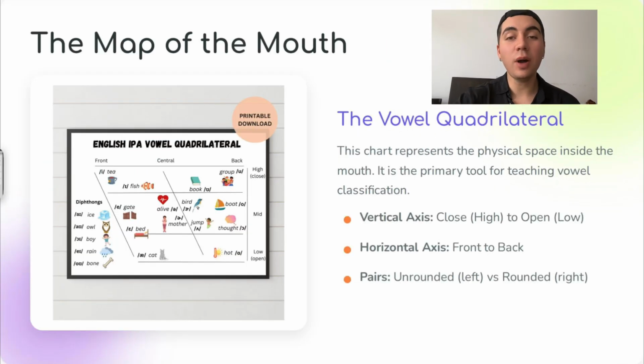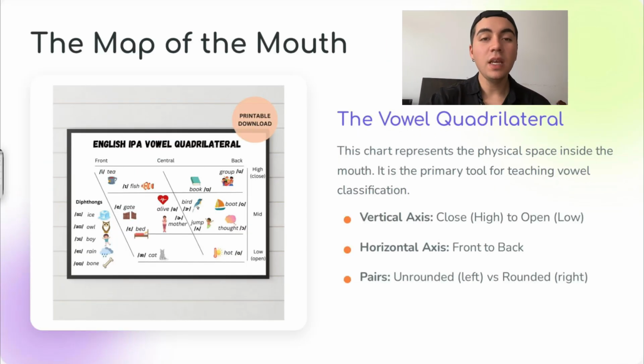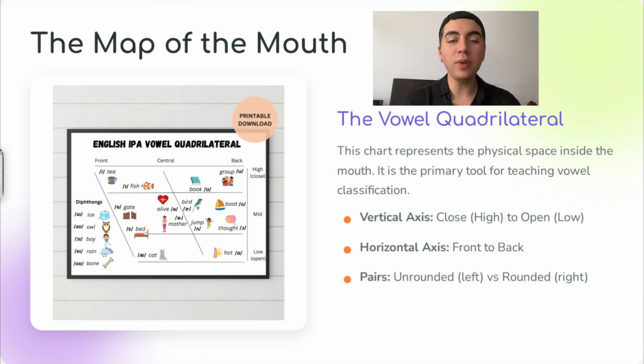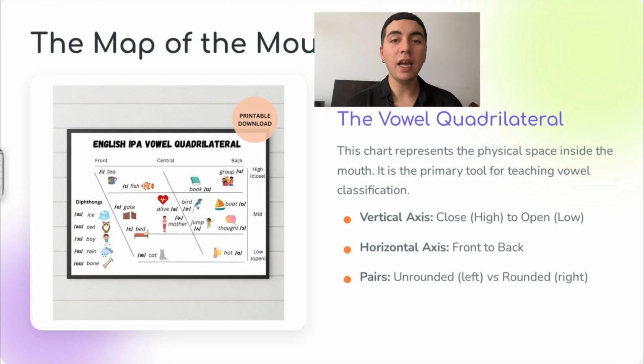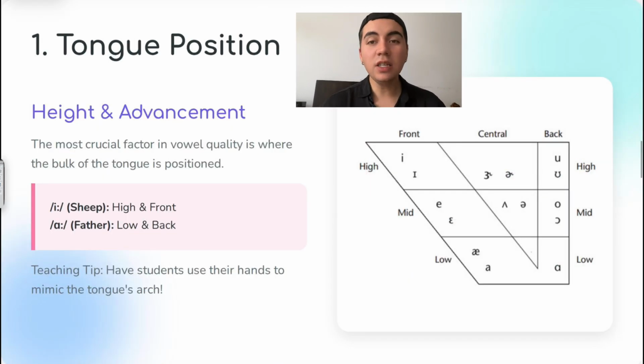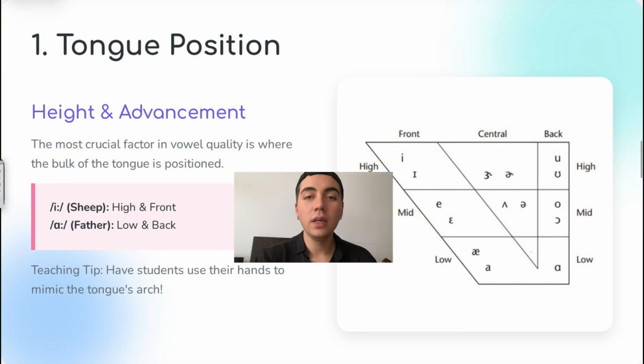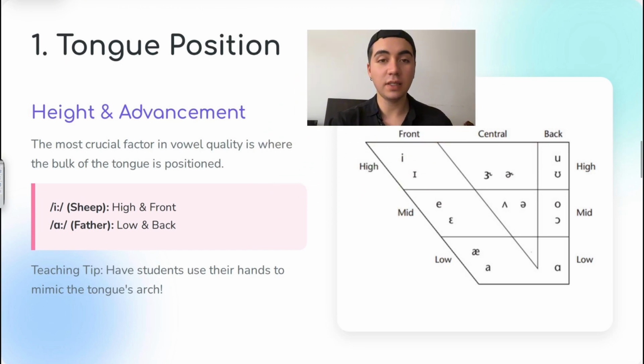We're now going to talk about vowel classification. It is organized around three primary articulatory dimensions: tongue position, lip position, and length or complexity. The tongue position is the most crucial classification, involving both height and advancement. Height is how high or low the tongue is, and advancement is how forward or back the tongue is. In this visual tool, the vowel quadrilateral represents the articulatory space, mapping the relationship between tongue height and tongue advancement.